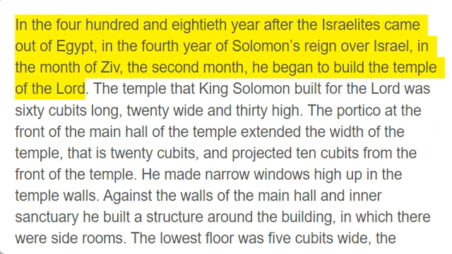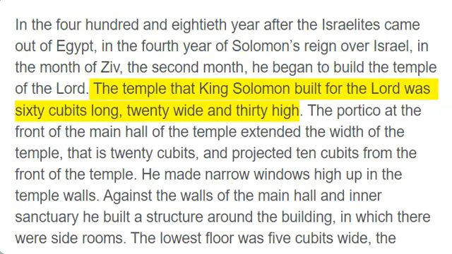In the 480th year after the Israelites came out of Egypt, in the 4th year of Solomon's reign over Israel, in the month of Ziv, the 2nd month, he began to build the temple of the Lord. The temple that King Solomon built for the Lord was 60 cubits long, 20 wide and 30 high.